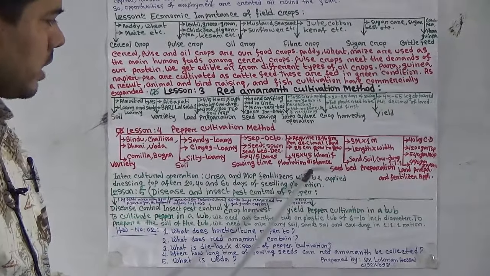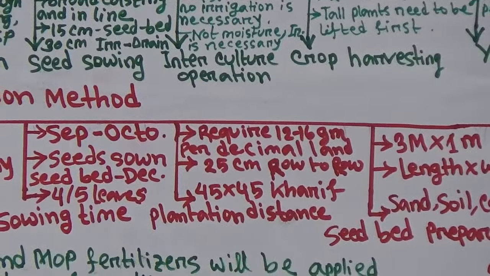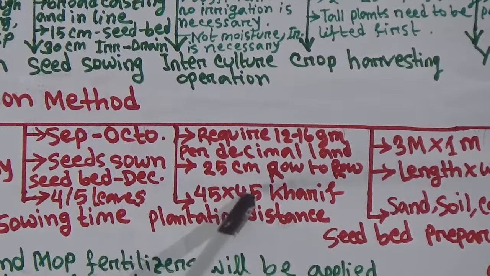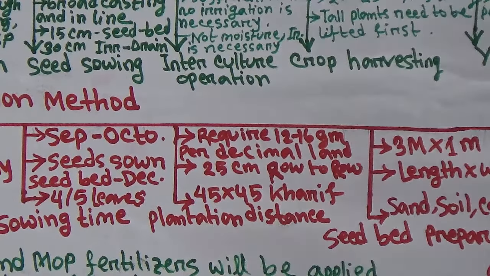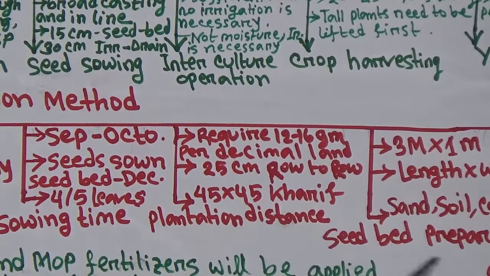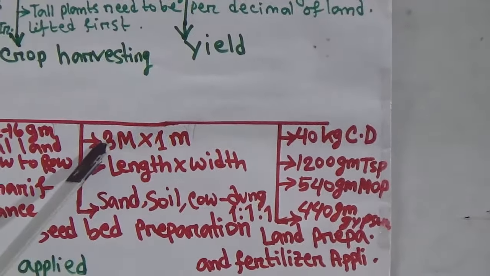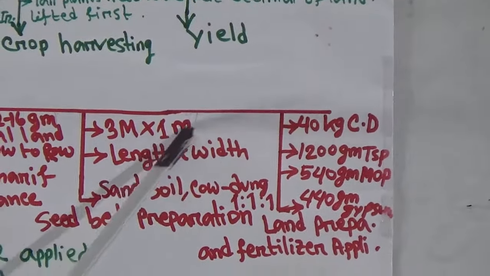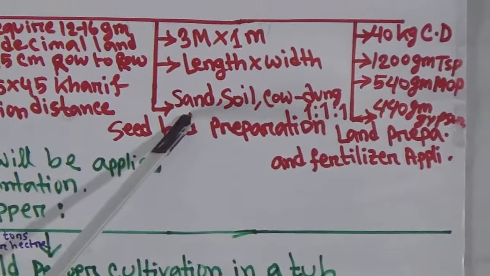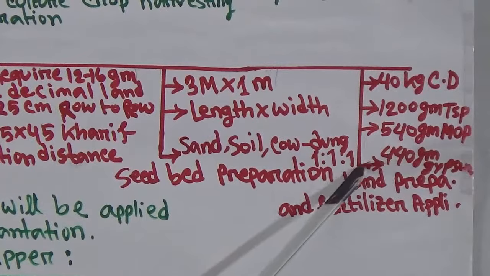Okay, next one is plantation distance. You require 12 or 16 gram of seed per decimal of land, and the distance should be 25 centimeter from one row to another row. Okay, 45 into 45 should be the distance kept in the Kharif season. Next one, seed bed preparation. To prepare the seed bed, you need to follow 3 meter into 1 meter, and the proportion of soil, sand, cow dung should be 1 to 1 to 1.